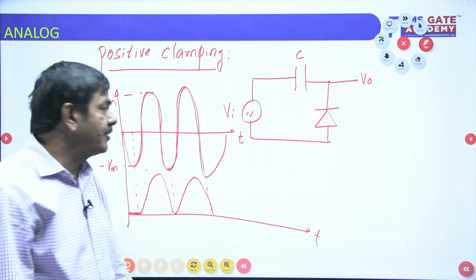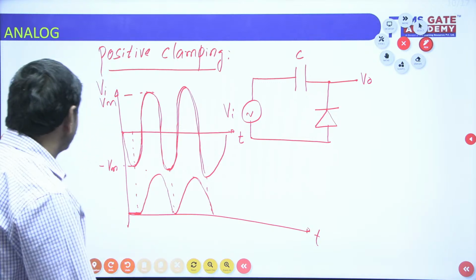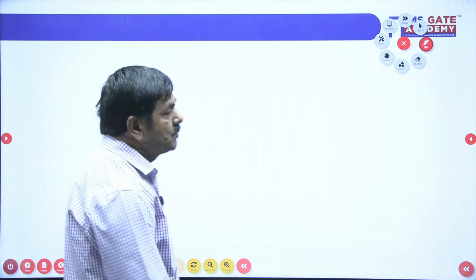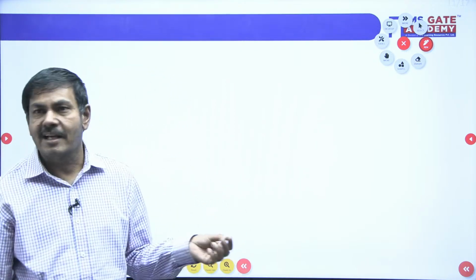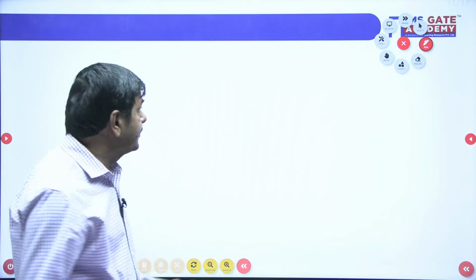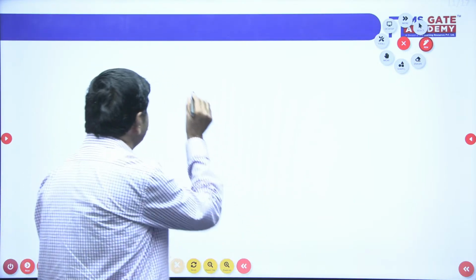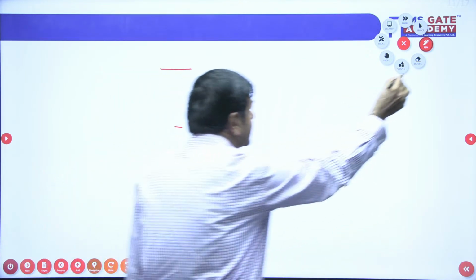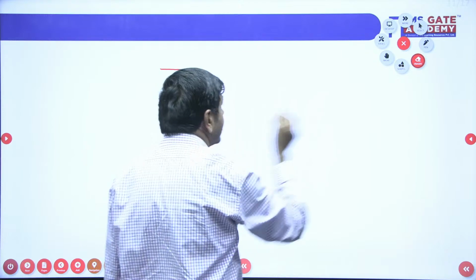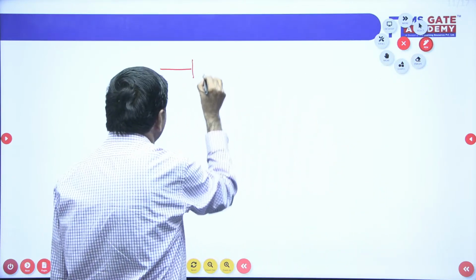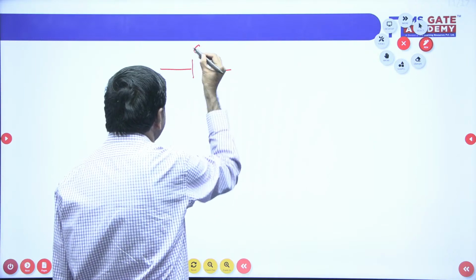In such a way the shape of the output will be drawn. This is positive clamping. Now I want to show how GATE questions are asked based on this concept. Suppose you are given one network in this way. There is a capacitor here. That capacitor is given as C.